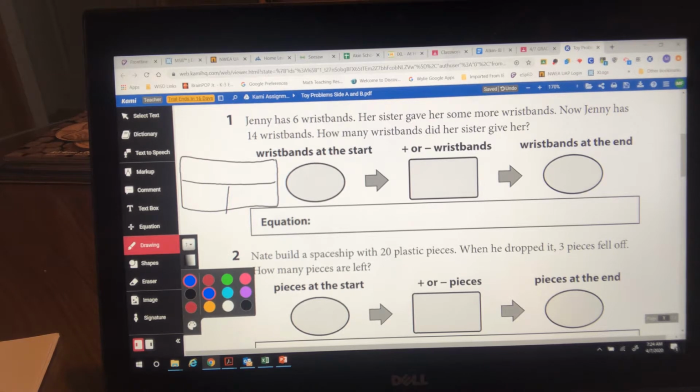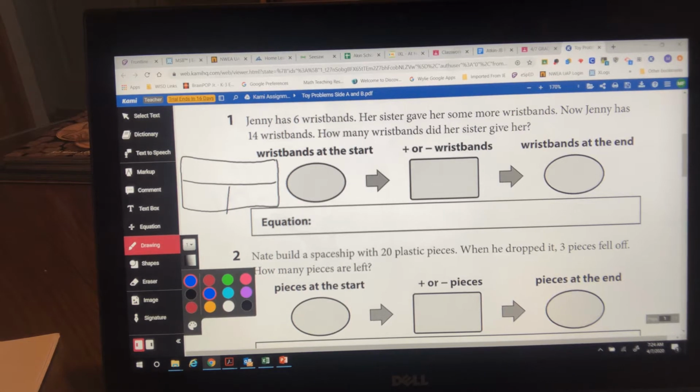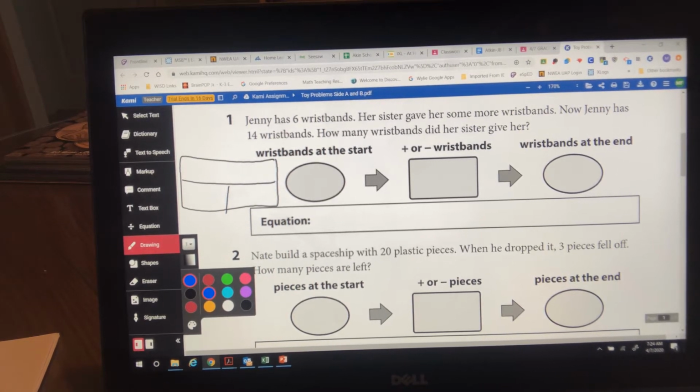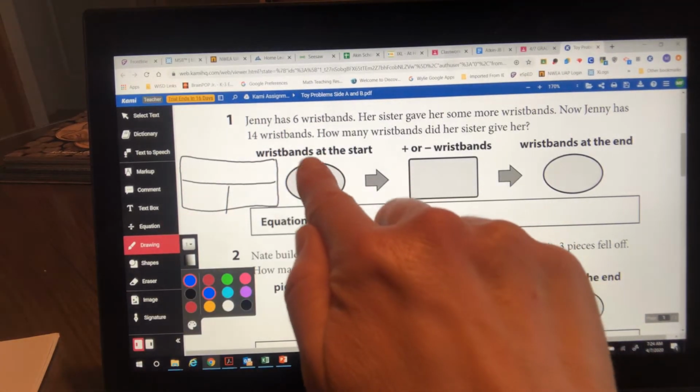Jenny has 6 wristbands. So I want you to imagine Jenny. I want you to see her with her wristbands. Her sister gave her some more wristbands. So you should see another little girl, which is her sister, handing Jenny some more wristbands. Now Jenny has 14 wristbands, and we want to know how many wristbands her sister gave her. So Jenny had some wristbands. She got some more wristbands, and now she's got more than she had at the beginning of the story.